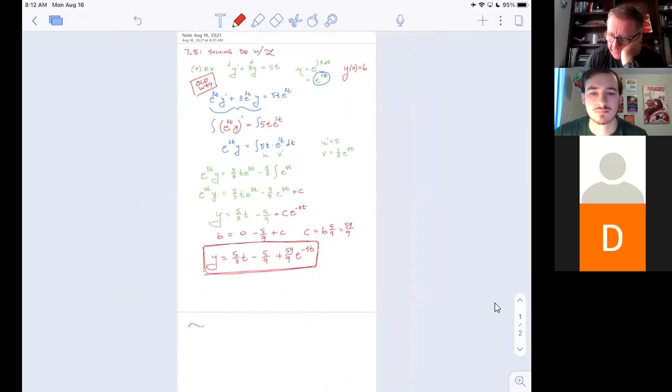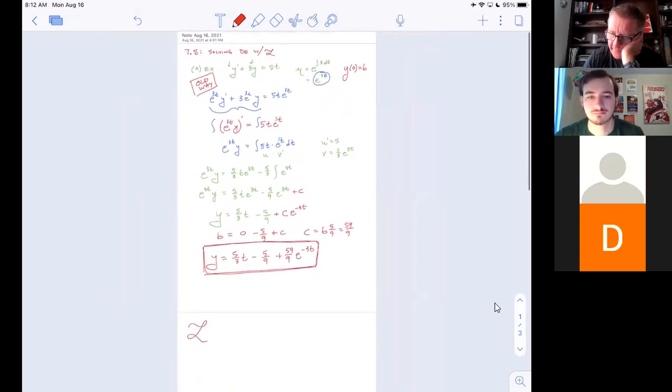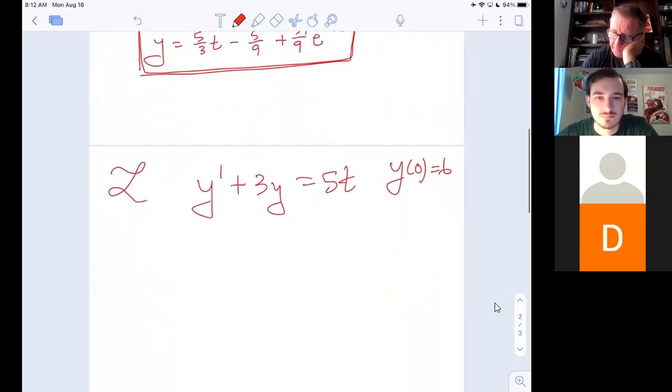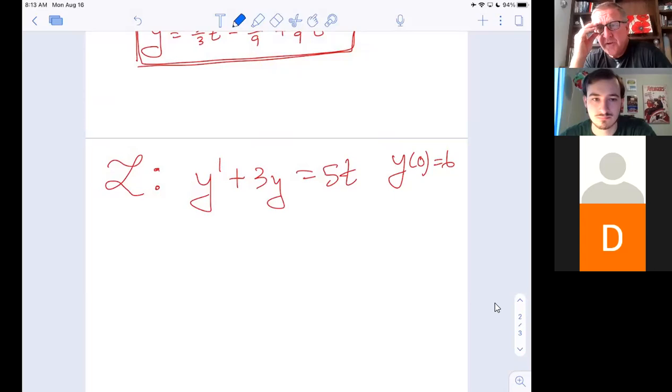So what does Laplace, Pierre-Simon Laplace, have to say about this? About y prime plus 3y equals 5t with the initial condition y of 0 equals 6. So we say, okay, great. Let's take, algebraically, as we like to do, the Laplace transform of both sides. And we like plus signs. Integrals like plus signs. It's all Laplace transform is. And so I'm very happy to see the plus sign between 3 and y.